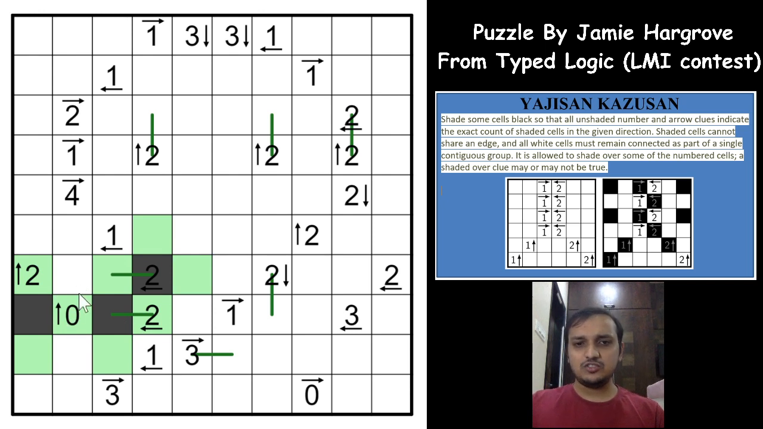So we have unshaded 0, which is true, and there cannot be any shaded cells in the particular direction, which means that the 4 is also true. Now we know that the 4 is true, and there are exactly 4 groups of 2 by 1 cells, which means that one of these cells will be shaded, one of these cells will be shaded, one of these two will be shaded, and one of these two will be shaded for the 4 to be fulfilled, right?